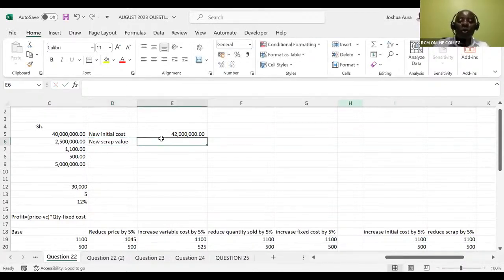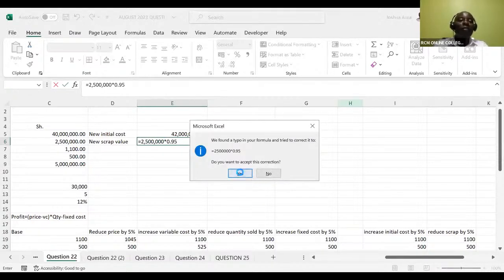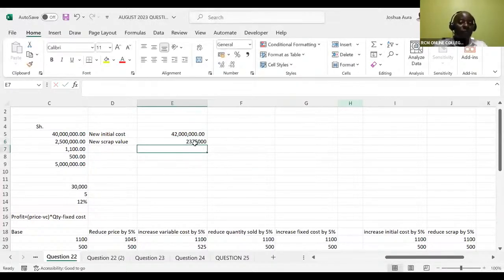So I will take the old scrap value, but remember scrap value is a benefit to us. So I need to reduce this by multiplying it by what, when it's adversely affected, it is reduced. So multiply this by 0.95 like that. So you're able to get that figure, and this figure is very important to us. We shall use it.